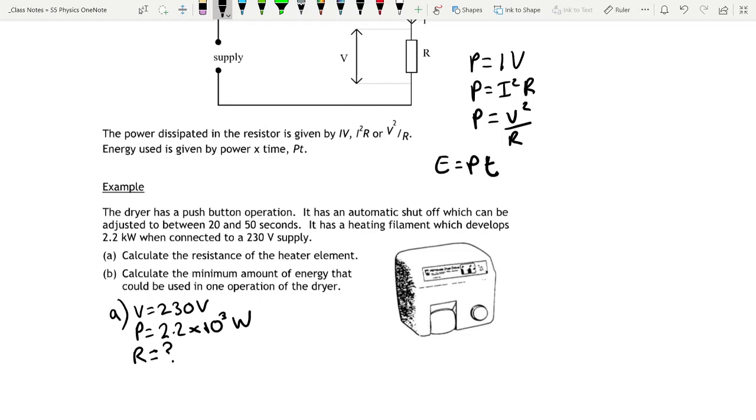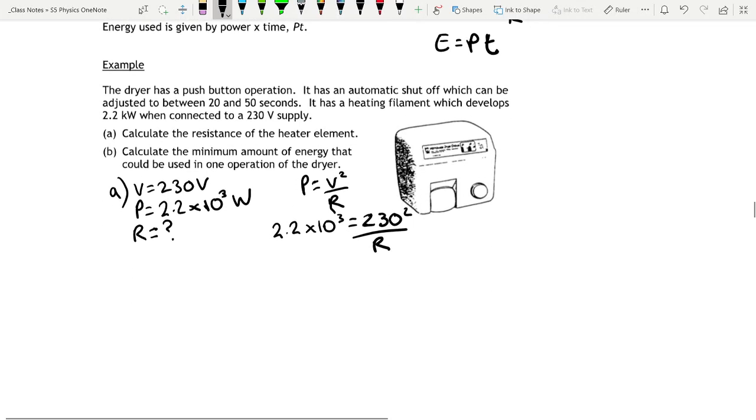Okay, so we haven't been given anything else, so we're going to have to use an equation which has got V, P, and R in it. So P equals V squared over R. So 2.2 times 10 to the 3 equals 230 squared divided by R. And R will be 230 squared divided by 2.2 times 10 to the 3, which is 24 ohms.